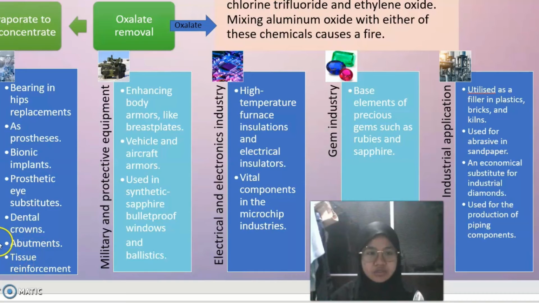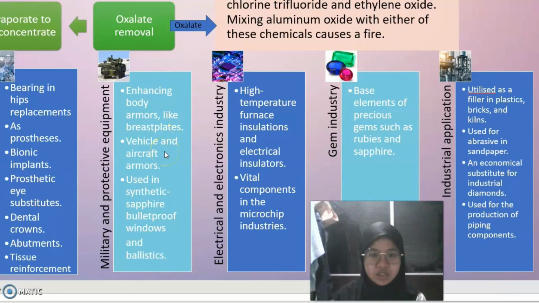Lastly, I will present the applications of aluminum oxide. Aluminum oxide can be used in various industries. Firstly, it can be used in the medical industry. It is used in bearings in hip replacements as prostheses, bionic implants, prosthetic substitutes, dental crowns, abutments, and also tissue reinforcement. Secondly, aluminum oxide is also used in military and protective equipment such as enhancing body armor like breastplates.